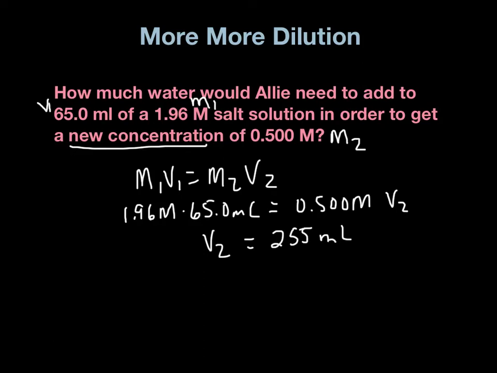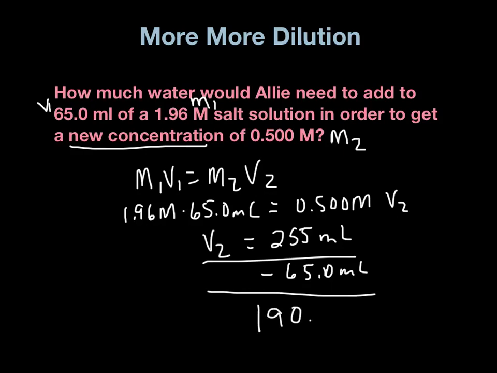And the question, this is my final volume right here, but remember the question says how much water would I have to add to this? I started out with 65 milliliters, 65.0 milliliters. So that 65 milliliters is in this already. So in order to get to how much water I had to add, I need to subtract that 65 milliliters from it. So minus 65.0 milliliters. And when I do that, I get 190 milliliters of water added.